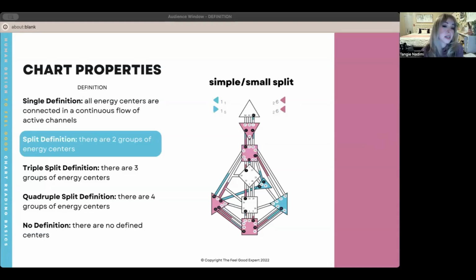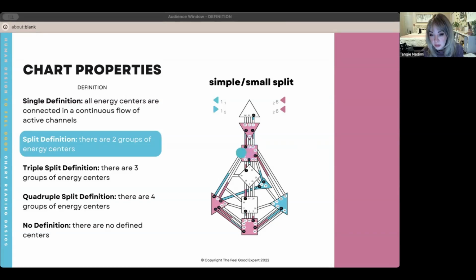The next one is a split definition. That means there are 2 groups of energy centers. You can have a normal split or a wide split. So this is a normal split, meaning one gate will complete the flow of energy. A lot of times people will look for that completion in partners, in transits, in environments. You can see here, we start with the solar plexus, we go down, we're colored in the root, we go to the spleen and the ego center. Those are all connected in a continuous flow, but there isn't a channel that connects the throat to the rest of the energy centers. The throat is defined via the ajna.